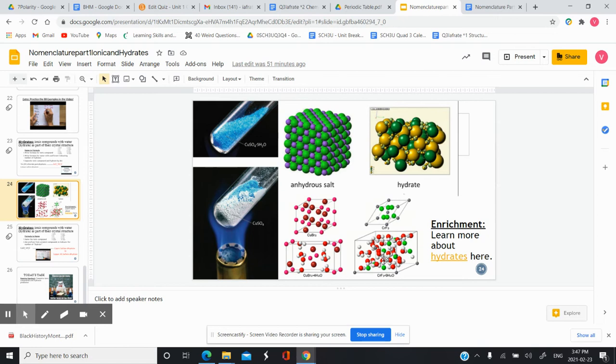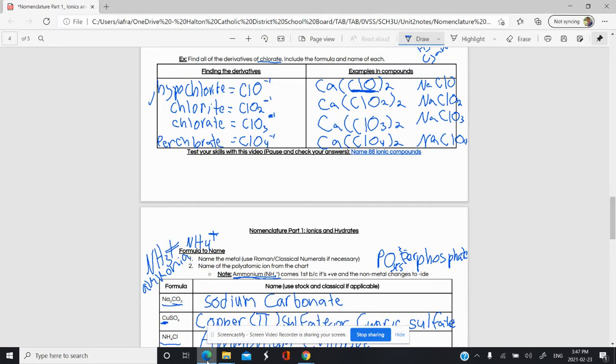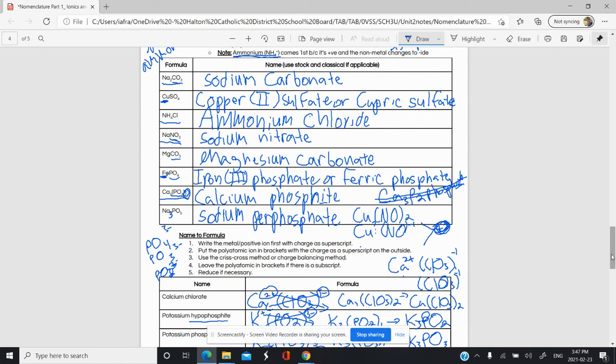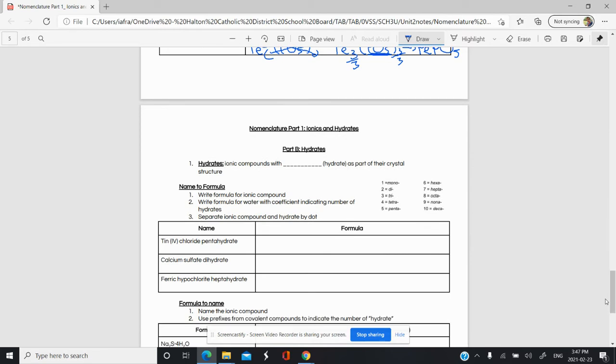So now we're going to take a look at how to name the hydrates and how to write formulas for hydrates using a few ionic rules. So again, hydrates are ionic compounds with water as part of their crystal structure. It's not dissolving. The water is part of the crystal structure. So it's not the same thing as a solution.